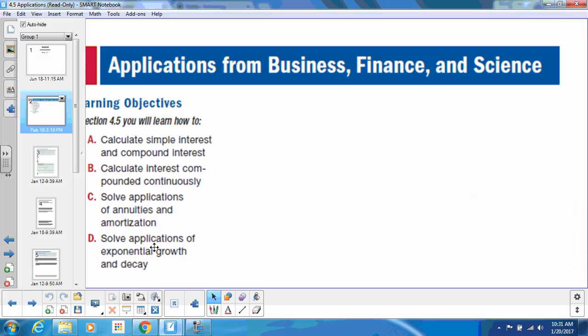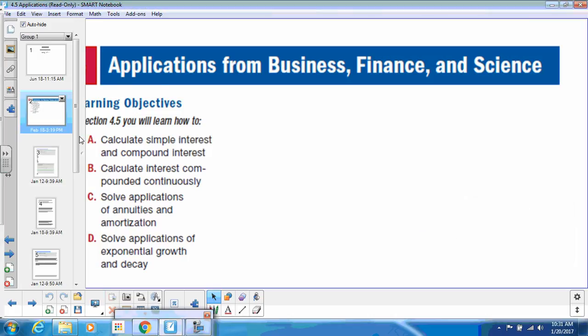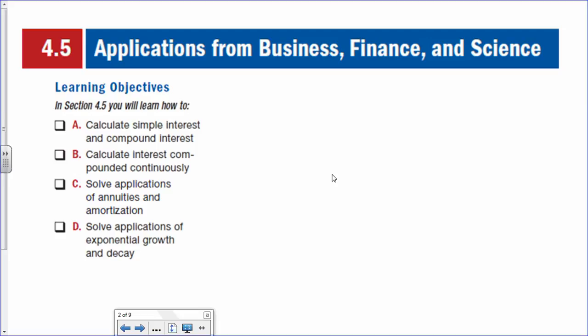So section 4.5 is about interest. And so this is a good application of why you would want to use exponents and logs: calculating interest in certain types of accounts. It can be savings accounts, money market accounts, lots of different kinds.